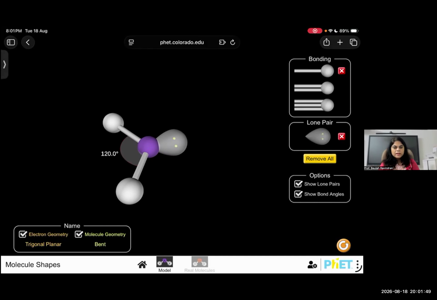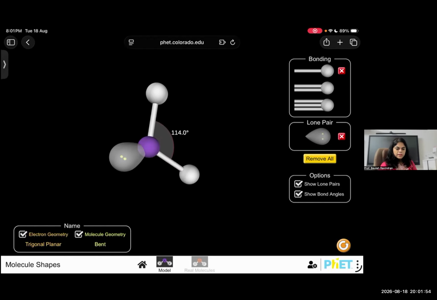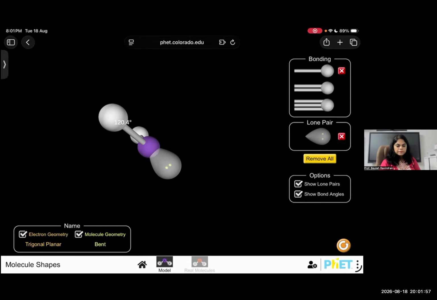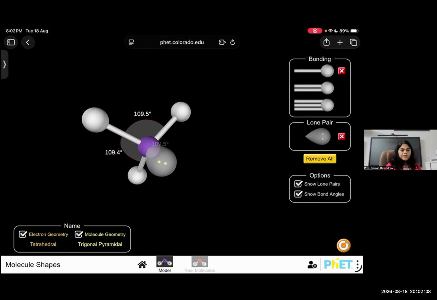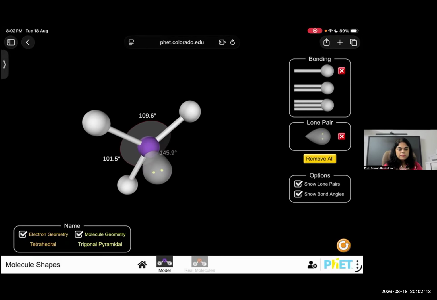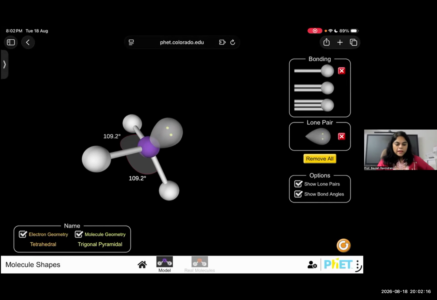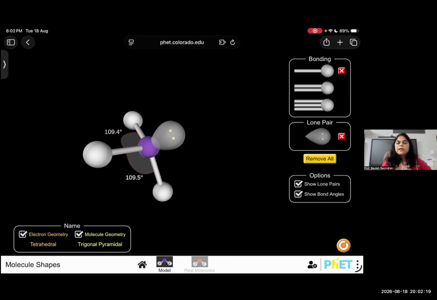Show bond angles also. The angle is 120 degree in between these two. Between these two, it is here. In between these two, this is also 120 degree. Then we'll see AB3E type. AB3, so bond pair is 3 and 1 lone pair. See, 1, 2, 3 bond pairs and 1 lone pair. Right? Clear? So what is the type we have to see? It is trigonal pyramidal. Example is NH3, we can say.